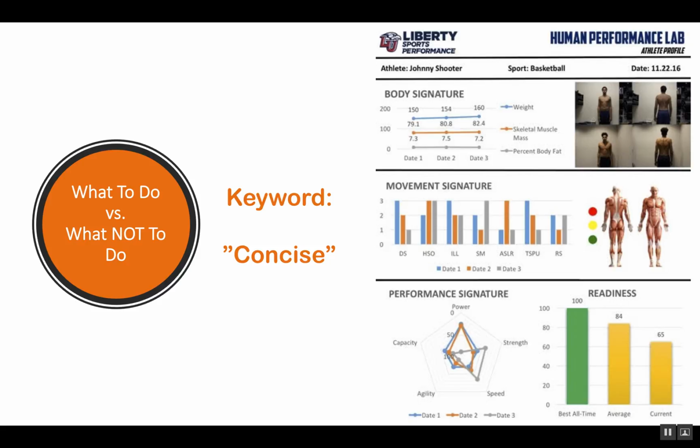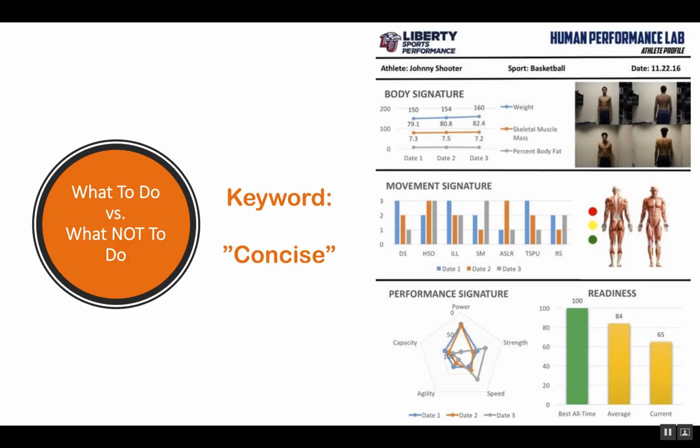The movement signature, again, has its own graphs, and we could talk about strengths and weaknesses and then talk about the progressions. And then at the bottom, you can see that there is a graph that shows strengths and weaknesses as well. And then we indicate to the coach the specific athlete's readiness score on average, current, and then best all time. Again, nothing that's too heavy on the coach's mind, but the coach can refer to this.